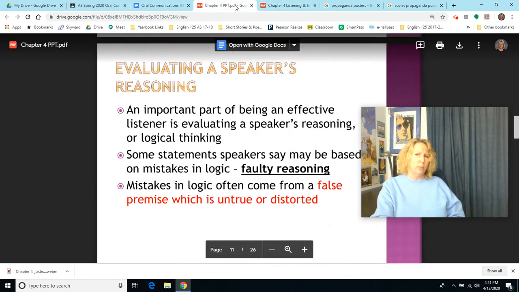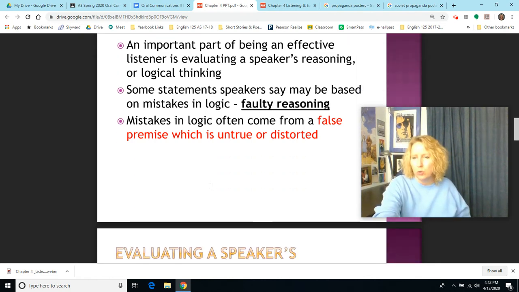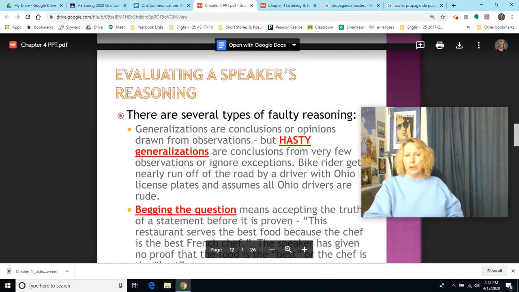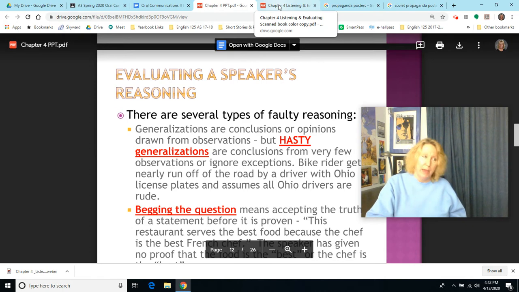So let's take a look at the PowerPoint so we can review that concept. Once again, it's very important that we know a speaker's reasoning or their logical thinking. Some speakers say things, but they might be based on mistakes in logic. That's called faulty reasoning. And those mistakes in logic often come from false premises that aren't true, or they're distorted. Here's the example of a hasty generalization. A bike rider gets nearly run off the road by a driver from Ohio, with Ohio license plates. And that bike rider says, all Ohio drivers are rude, just because he's had that one incident, right? We've heard about that, right? Indiana drivers, they're always bad drivers, stuff like that.